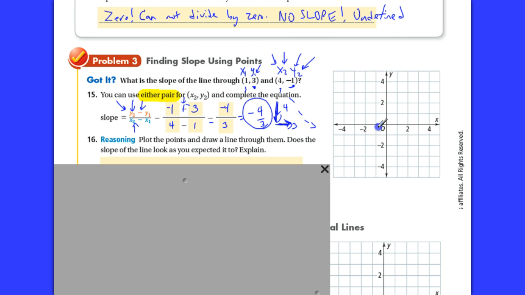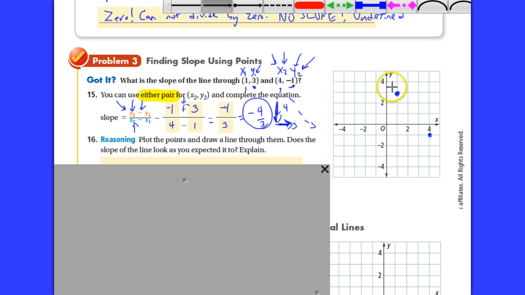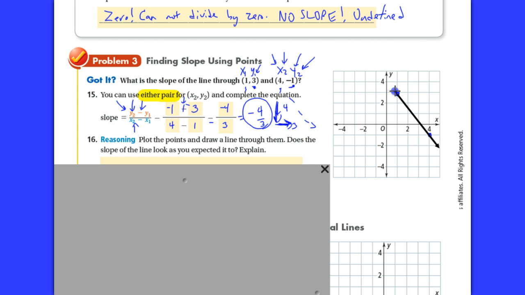1, 3, so plot that. Here's the origin, over 1, up 3. 1, 2, 3. And then the second point is 4, negative 1, right there. Now this is where you need your straight edge. I can cheat because I can do this, but you need to grab a straight edge and connect that line and take pride in your work, please. You also need arrows on both ends. All right, and there is the line that we just graphed.